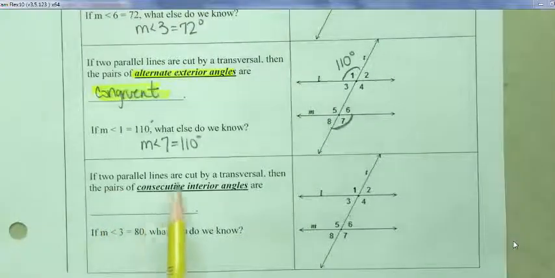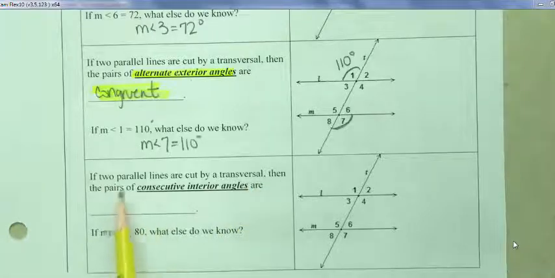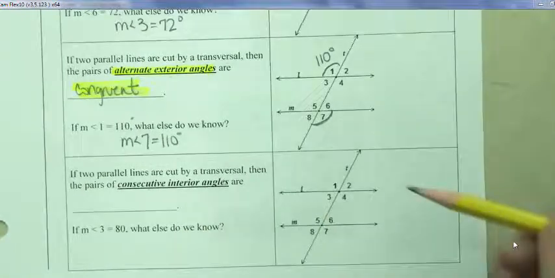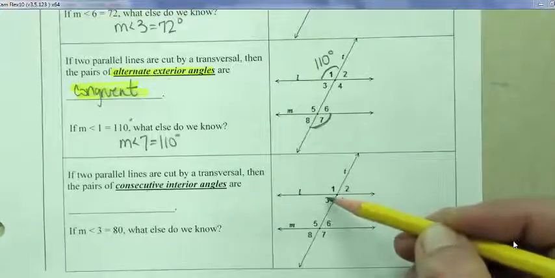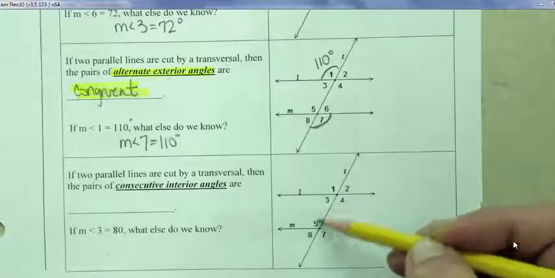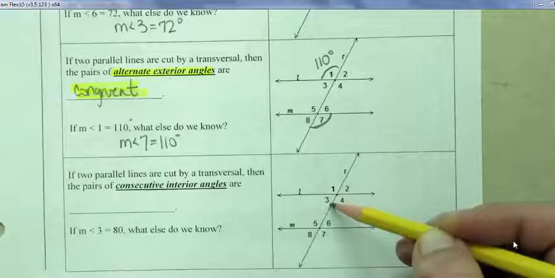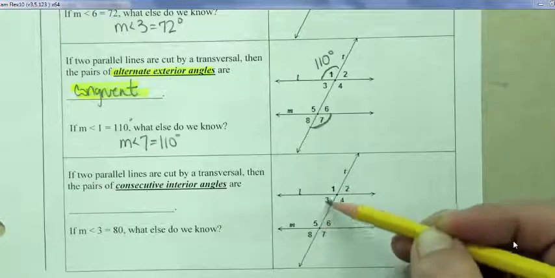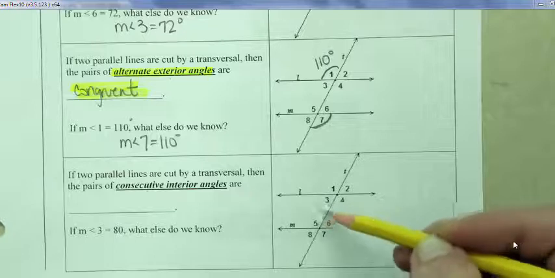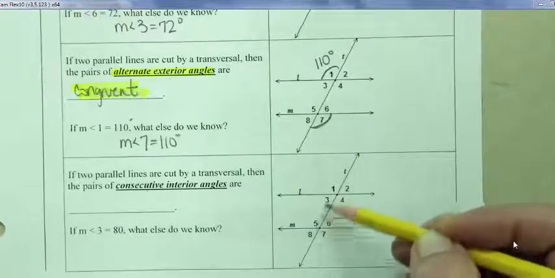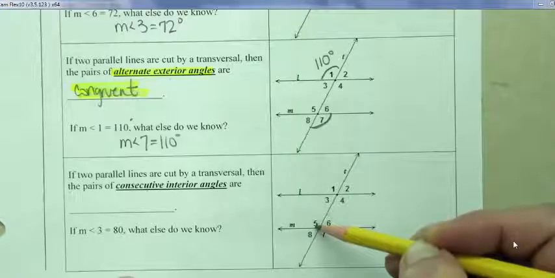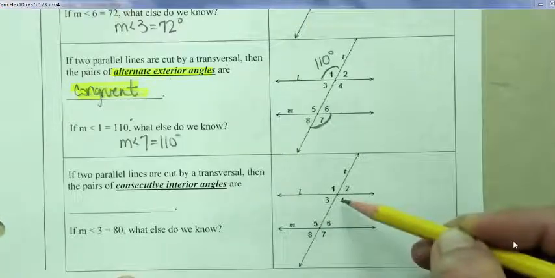If two parallel lines are cut by a transversal, then the pairs of consecutive interior angles. Consecutive interior angles are going to be right next to each other on the inside. So they're on the same side of the transversal, and they're on the inside of their respective lines, and they're right next to each other. Consecutive means one right after the other. So like 3 and 5 are consecutive interior angles, and so are 4 and 6.